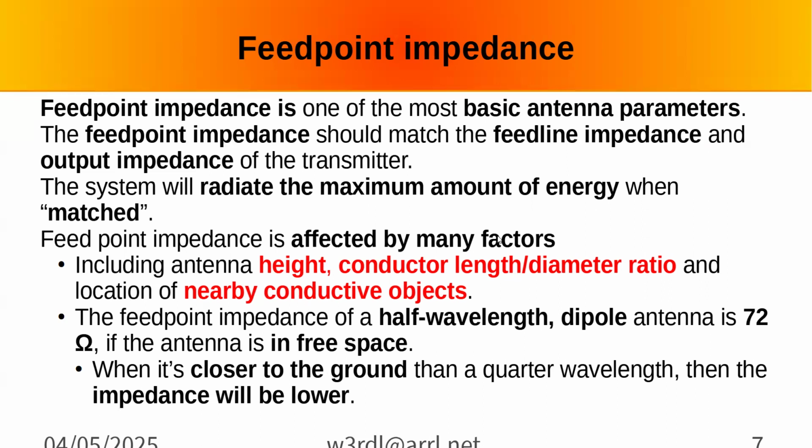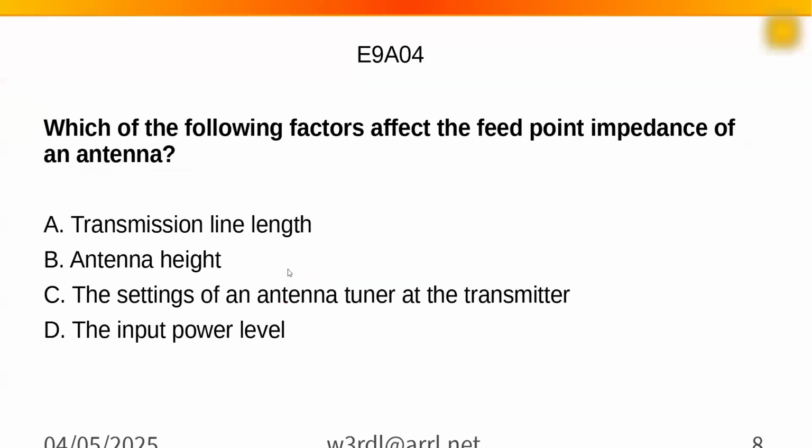So a half-wave dipole at the optimum height, which is half a wavelength above the ground, is approximately 72 ohms. It changes as you lower it or if you tilt the elements either up or down, which kind of has the same effect. At least I tried modeling and it looked the same. So which of the following factors affect the feed point impedance of an antenna?